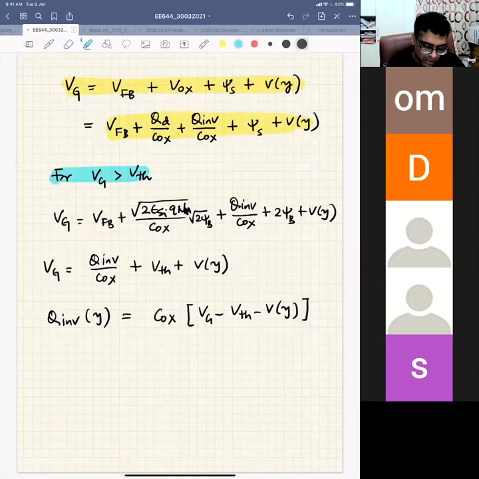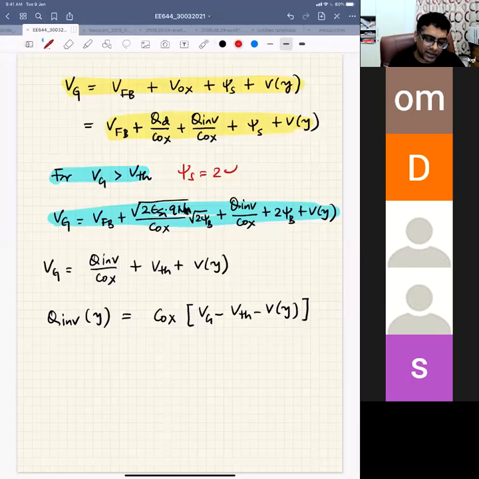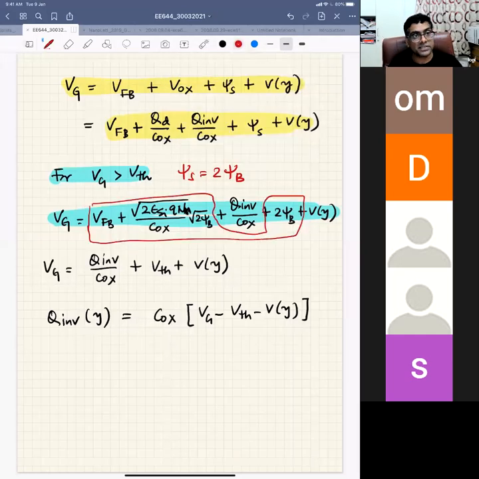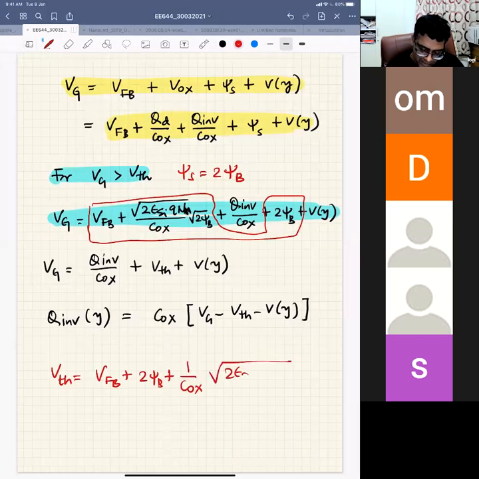So now I could write this down, because when Vg is more than Vth, your psi s is equal to 2 psi b, right? Because psi s is fixed at 2 psi b. So your Vg, you could write it like this. And if you see this part, VFB plus 2 psi b, this is your threshold voltage. What is the threshold voltage we have derived? Threshold voltage is flat band voltage plus 2 psi b plus 1 by Cox root over 2 epsilon si q NA into psi b, right? So this is your threshold voltage.